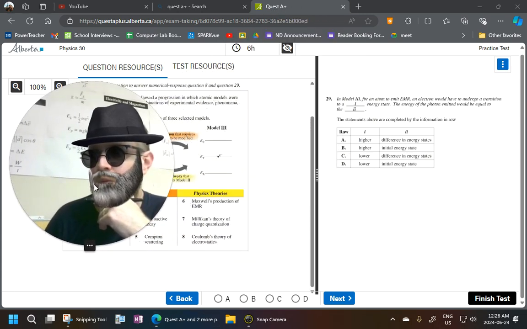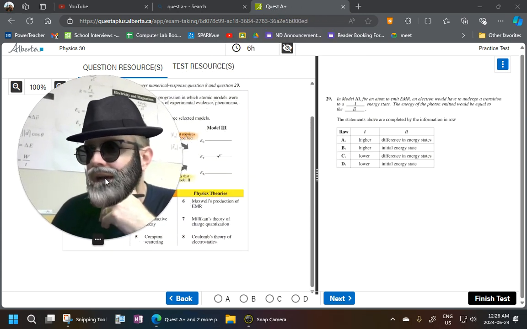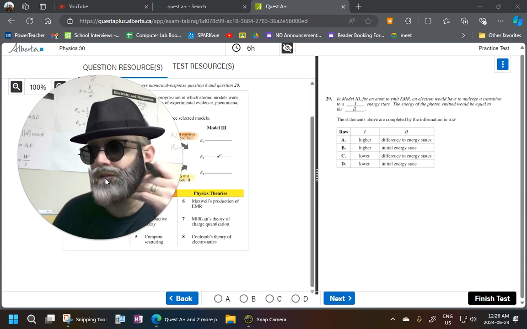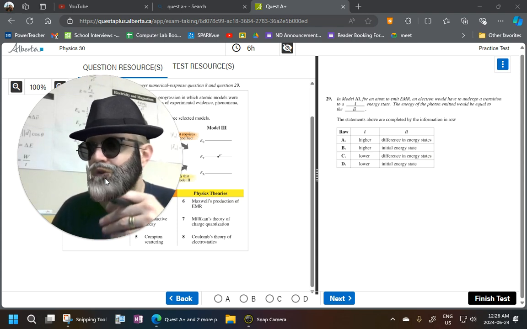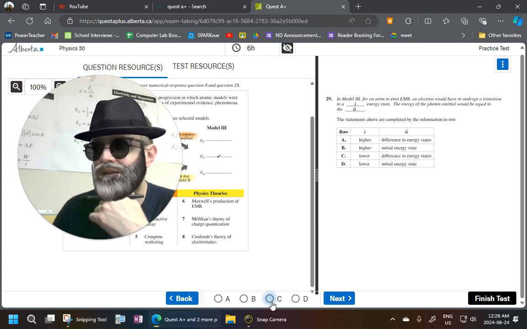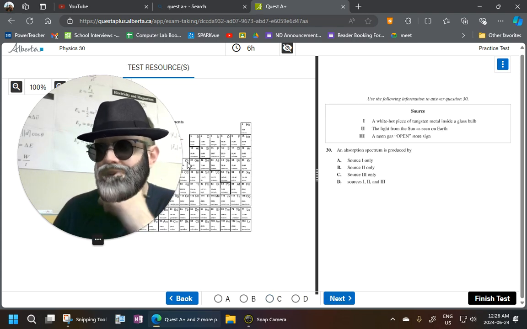In model 1, for an atom to emit EMR, an electron would have to undergo a transition to a lower level, because it's got to go down, because it would lose energy. And the energy emitted would be equal to the difference in the states. So it's got to be C here. That's an easy question.